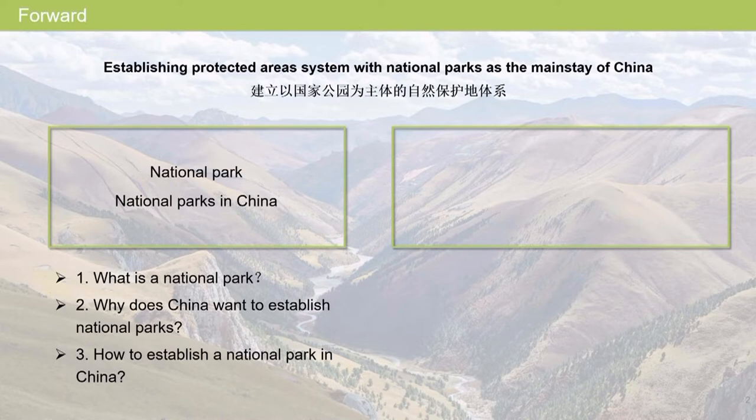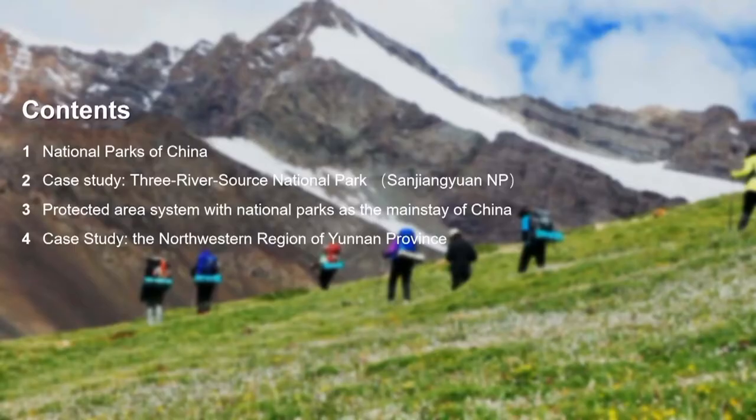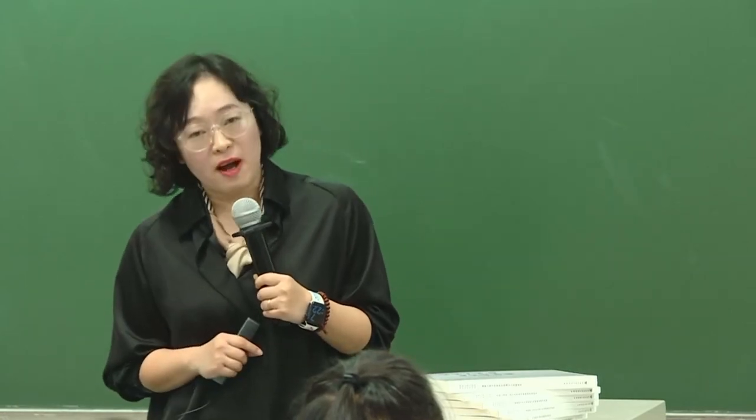Okay, the second group is protected area, from which comes the system of the protected areas and the protected areas with national park as the mainstay. So the questions about this group of keywords are, why does China propose the establishment of a national park system and how to establish the protected area system with national park as the mainstay? So these two sets of keywords and the questions they bring will be the main content of our lecture.